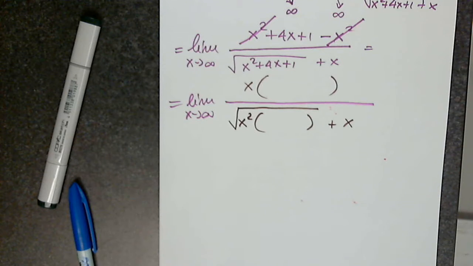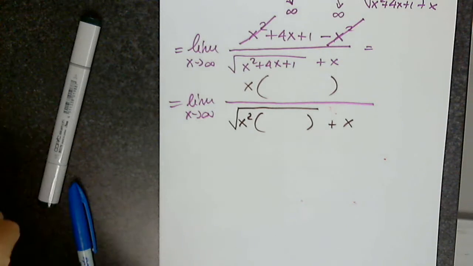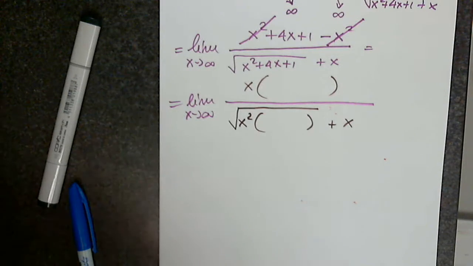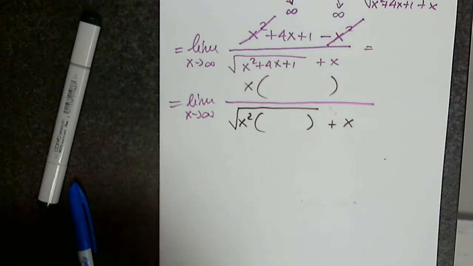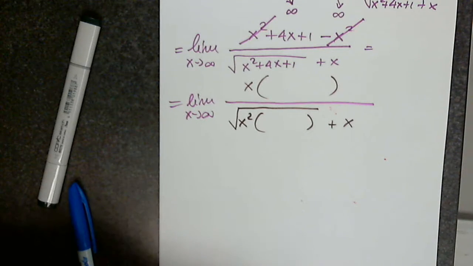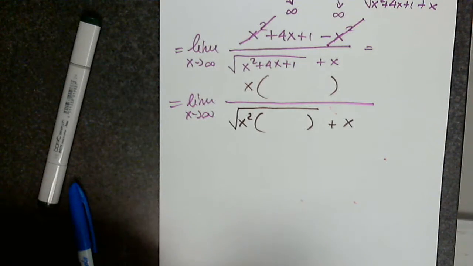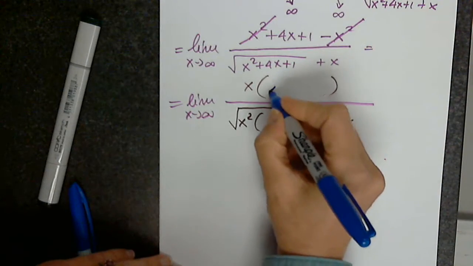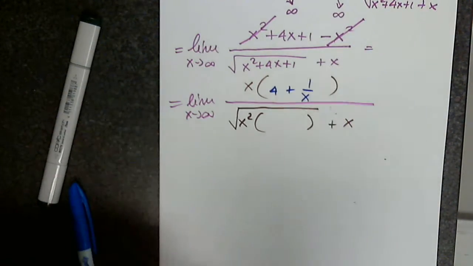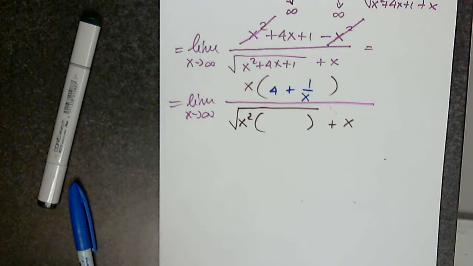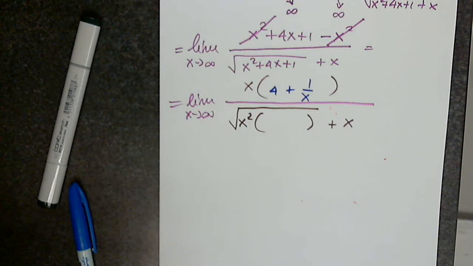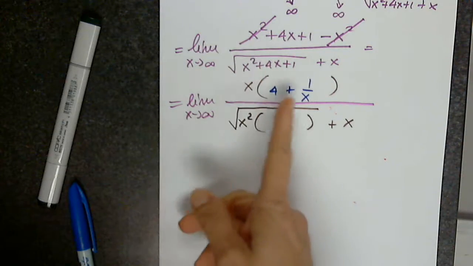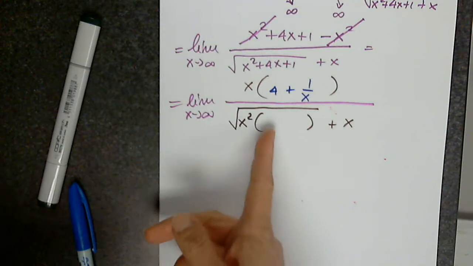Then, can anyone help? Charlie, you want to try? How many terms will I have in here? 2. Okay. 4 plus 1 over x. Very good. We all agree with 4 plus 1 over x. Is this acceptable? Agreed? Okay, because 4 times x is 4x and 4 times 1 over x will be 1. Perfect.